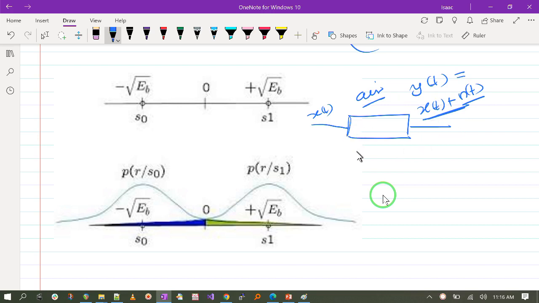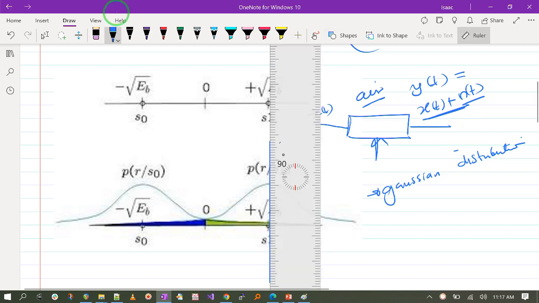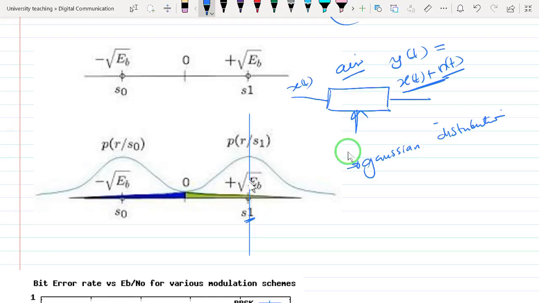What we know about the AWGN noise that this channel will introduce is that it has the Gaussian distribution. Gaussian means that the probability of receiving very small errors is higher than the probability of receiving very large errors. If, for instance, we are receiving a symbol S1 with magnitude root Eb, and it has been affected by noise, then the probability that the received signal y(t) will be very different from the one that we expect is not very high. The idea is that it is going to be very close.